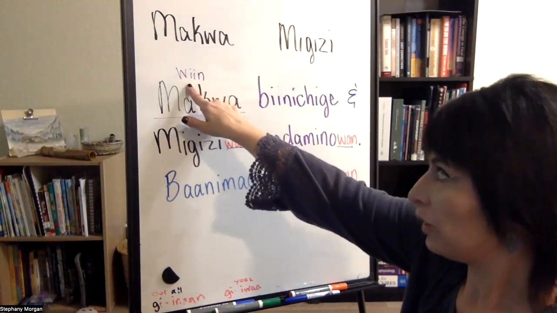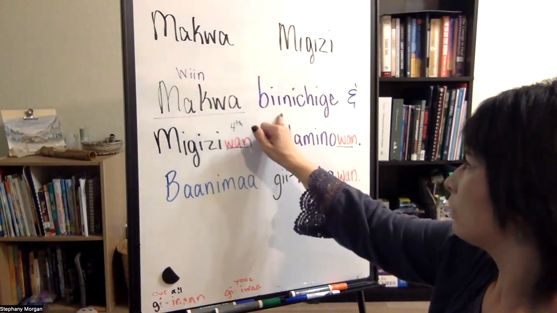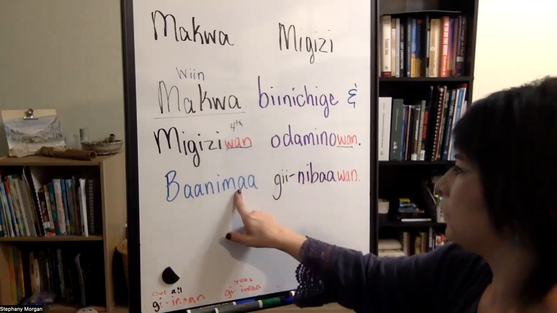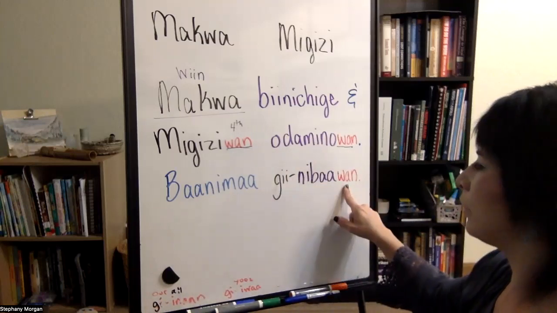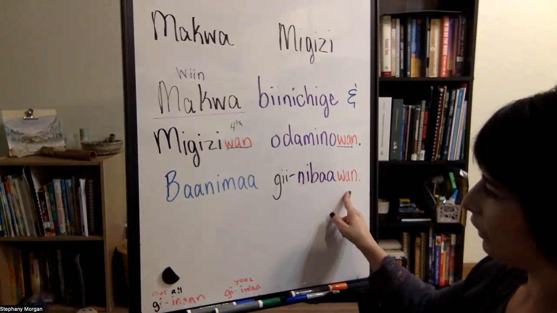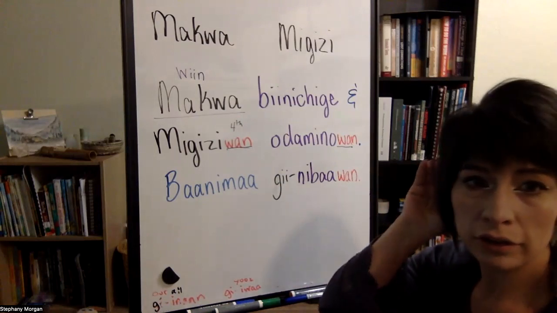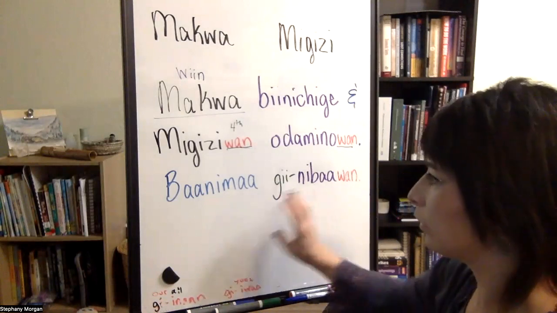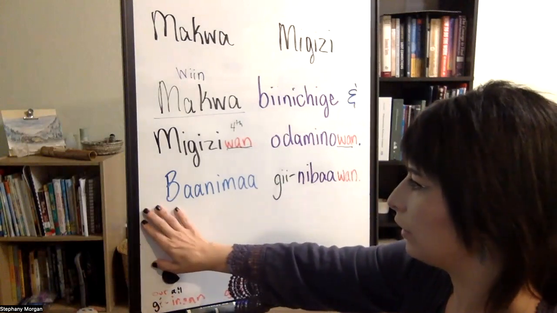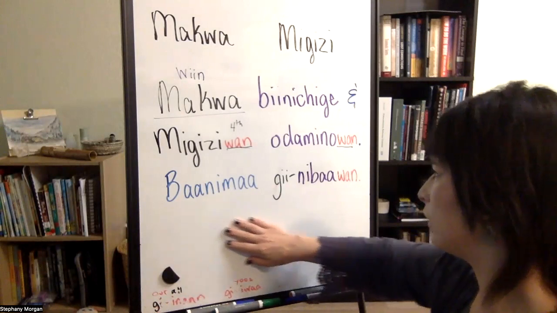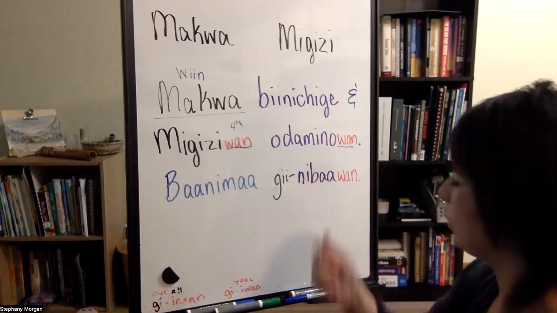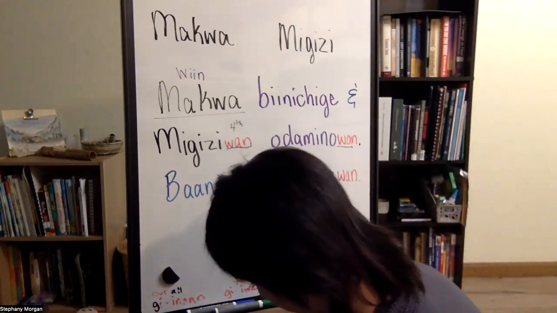Makwa, who's ween, binichige. Minawa, Migizi wan, odaminowan. Banama gi nibawan. Looking at this and listening to it, you can hear and see the fourth person marker and know, without the name in the sentence, that it was Migizi who went to sleep, not Makwa. So that's how that works.